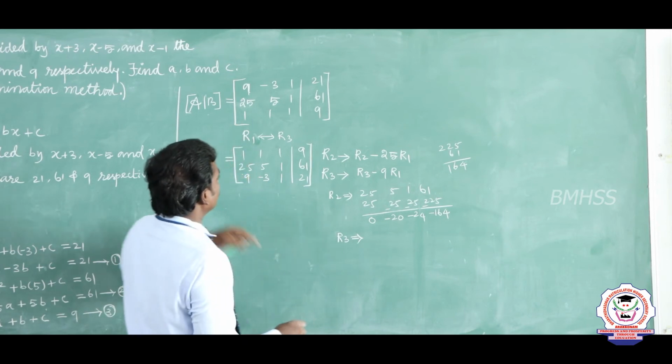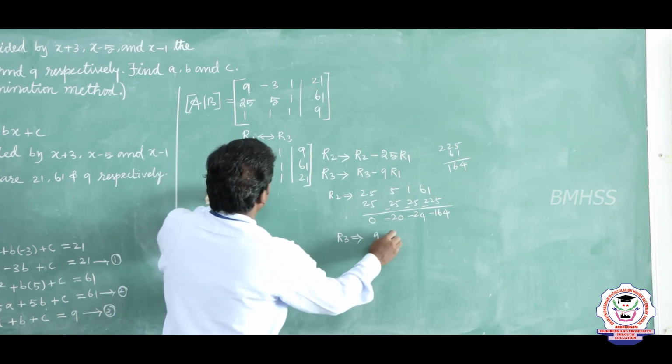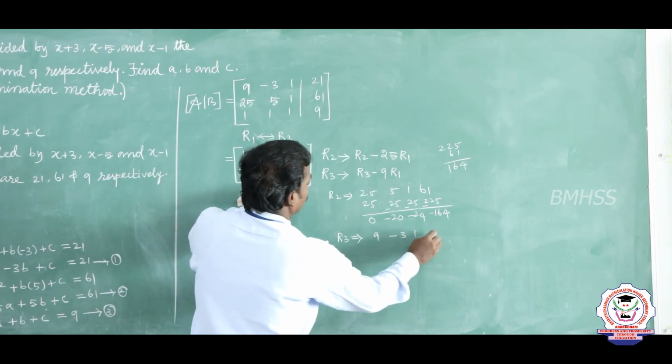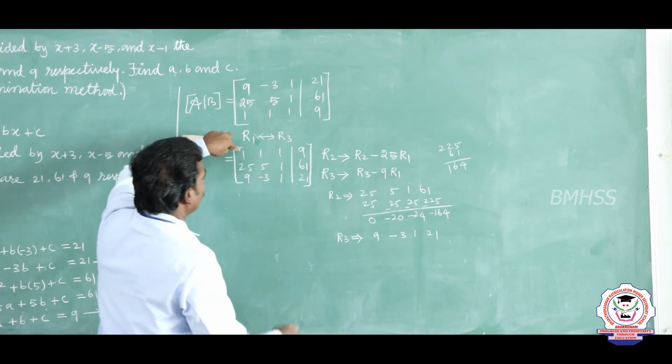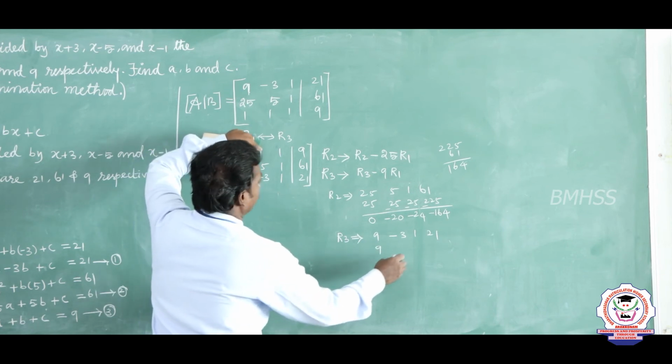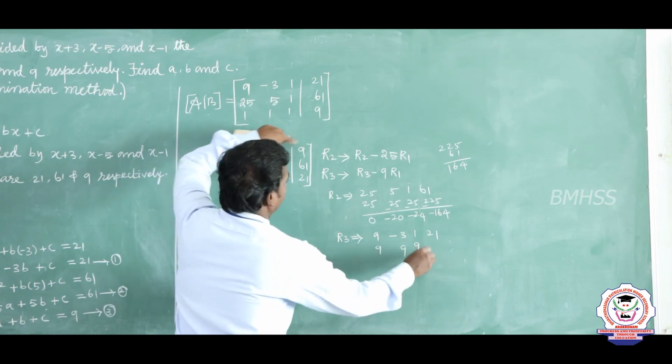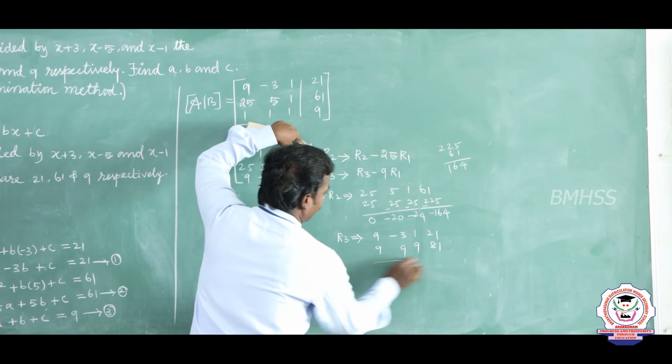What are the third row elements? 9 minus 3, 1, 21. Listen to this. So first row I am going to multiply by 9. So 1 into 9, 9, and 9 9s are 81. I am going to subtract now, minus.